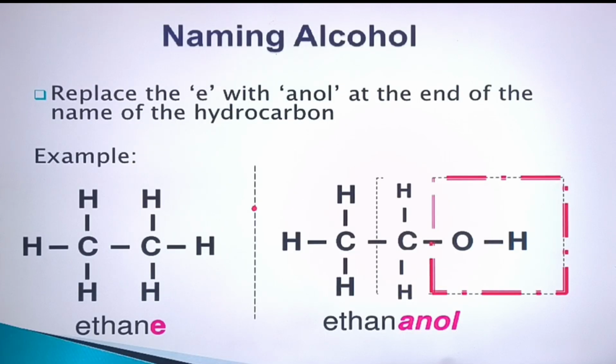The naming of alcohols is very simple. We just remove the E and we put anol. So ethane, there's an E. We remove that and we put anol. Ethanol. OH being the functional group. While you're drawing the structural formula, please note that each carbon can have only 4 bonds. So this carbon has 3 hydrogens and a carbon attached to it. The second carbon has 2 hydrogens, another carbon before that, and a single bond O.